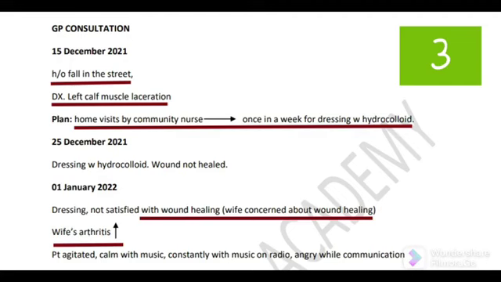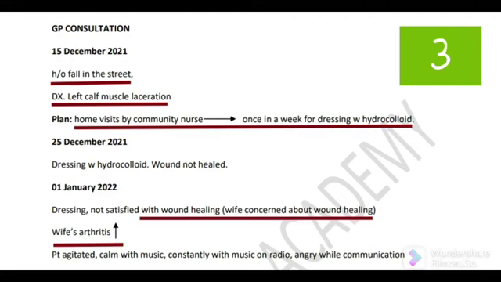So now you are starting your home visit. During your home visit on 25 December 2021, the wound had not healed. You can see that there is no improvement. On 1 January 2022, you can see the dressing, and he is not satisfied with the wound healing, and his wife is also concerned about the delayed wound healing. At the same time, the wife's arthritis, the upper arrow mark, shows increasing signs and symptoms of arthritis. The patient got agitated but calm with music, constantly with the music on the radio, but angry during communication.